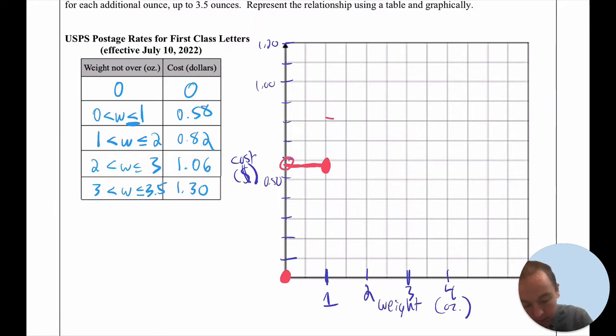So that'd be like right about there, and then you put an open circle and a filled in circle, and then next it's going to be $1.06, so that'd be right there-ish. Again, the same circles, and then finally it's going to cost you $1.30. It's going to go a little bit higher, somewhere up there, and that only goes to when you're 3.5, so it's going to be a little bit of a shorter segment right there. All right, so that gives us the graph of what's going on right here.